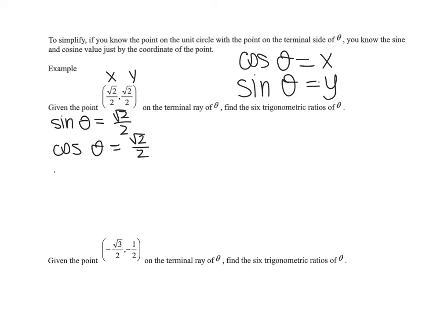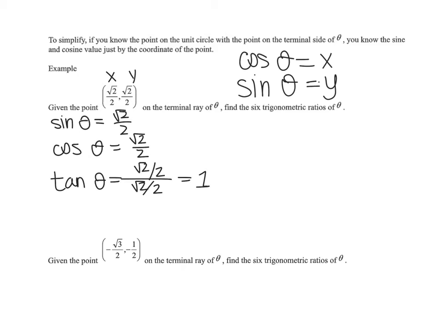So tangent of theta, which you can express as sine over cosine or y over x, is going to be square root 2 over 2 divided by square root 2 over 2. And because we're dividing the same thing, we just end up with 1.